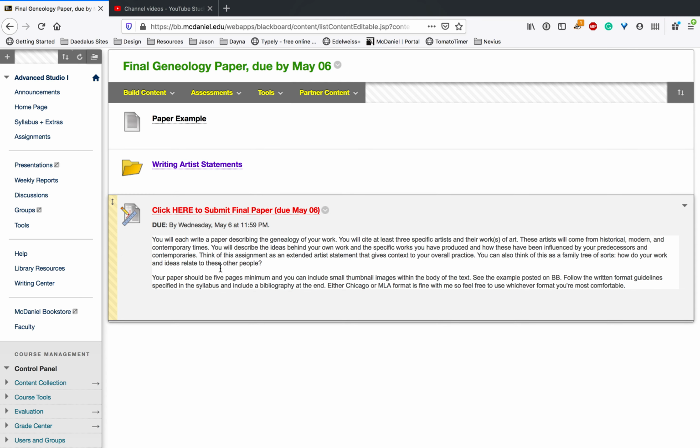The paper itself, 5 pages minimum. It's a genealogy of your work. So if we're thinking of a genealogy as sort of like a family tree that you're a part of, who else would be in that tree? Who has come before you that you owe some sort of credit to in terms of the work that you're creating now? None of our ideas are original. None of our work is entirely original.